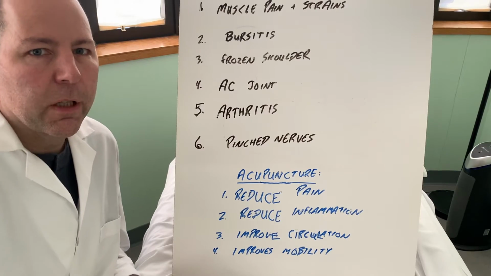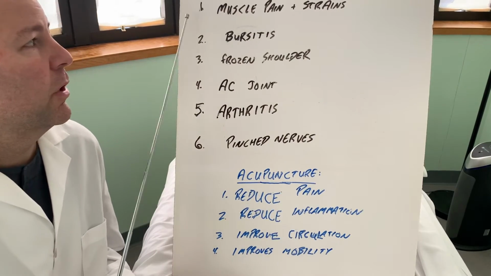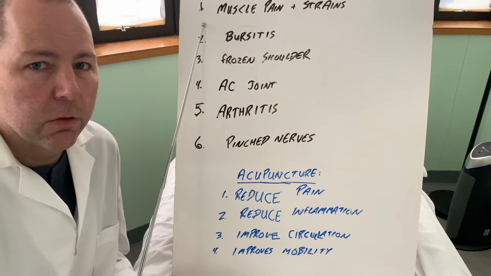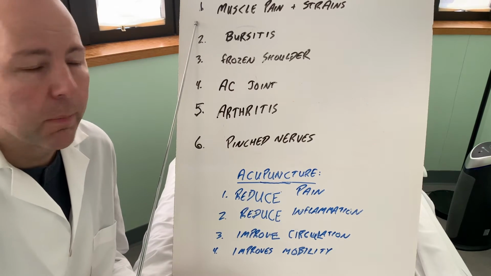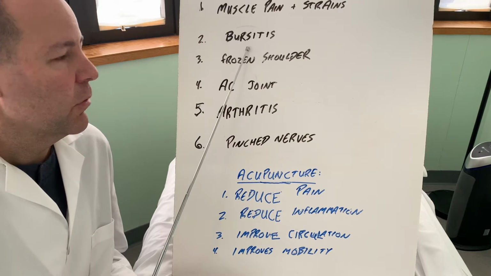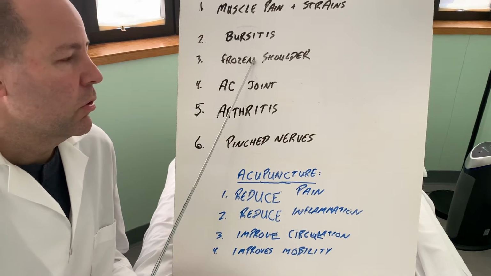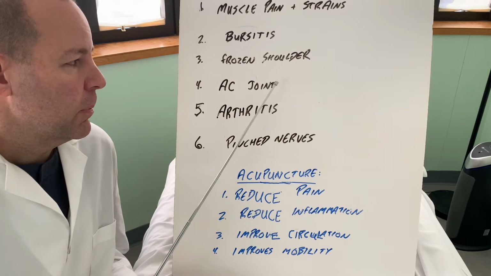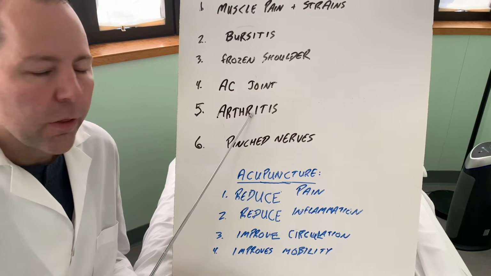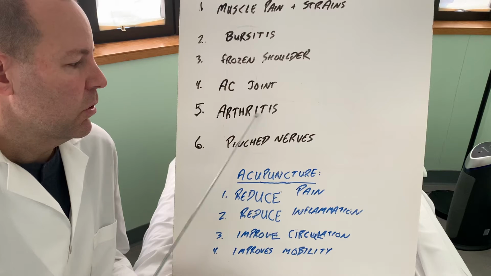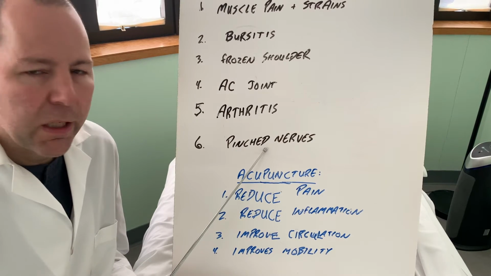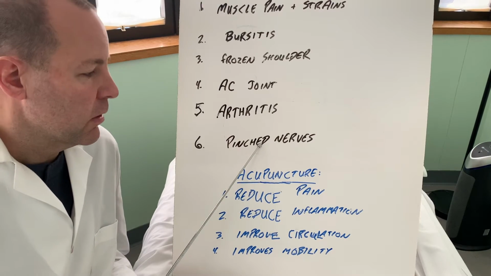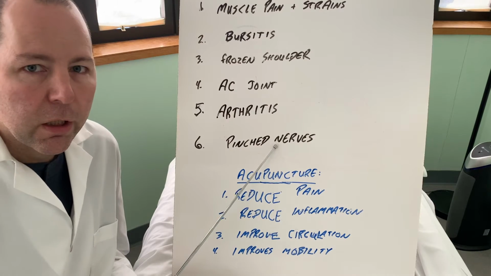All right, so these are some of the common conditions that we see in the clinic. We treat any kind of muscle pain and strain. That includes the labrums, the rotators, the deltoid muscle. Bursitis, again, inflammation of that bursa sac. Frozen shoulder is very common. AC joint strains and sprains are typical to treat. Any type of arthritis, particularly osteoarthritis in the shoulder joint. And then we can also treat any type of pinched nerve coming out of the neck and the cervical vertebrae that may run through the shoulder.